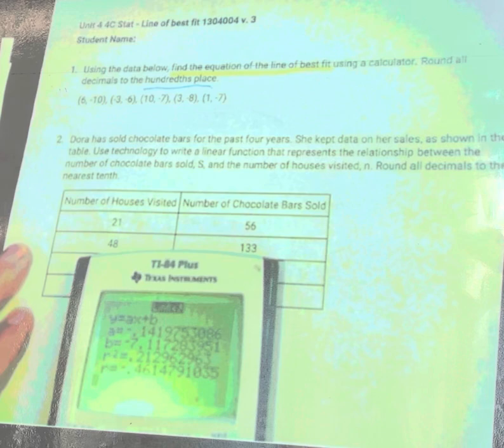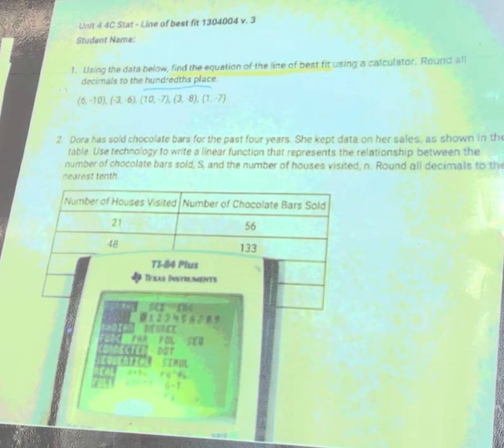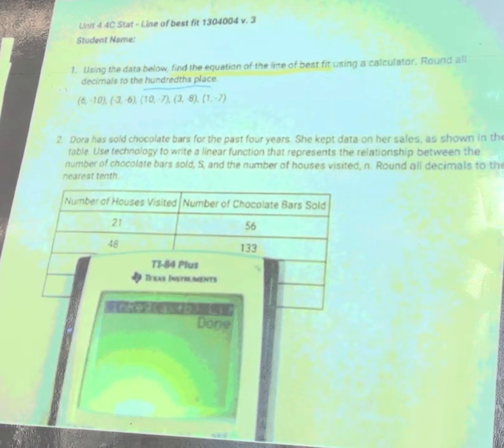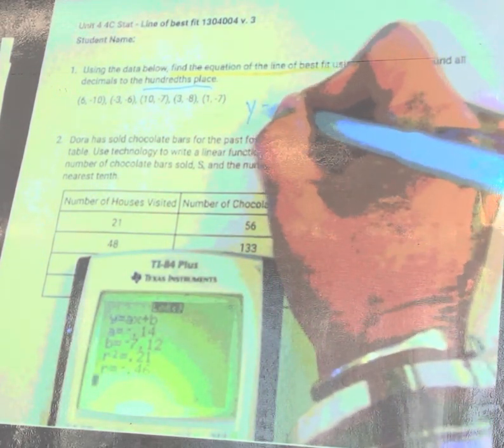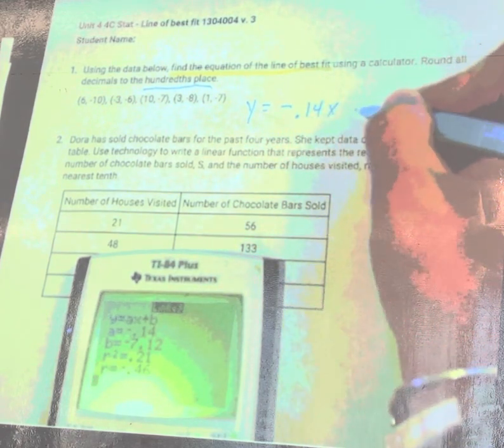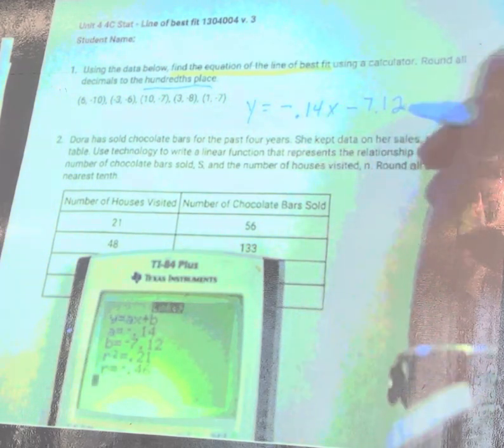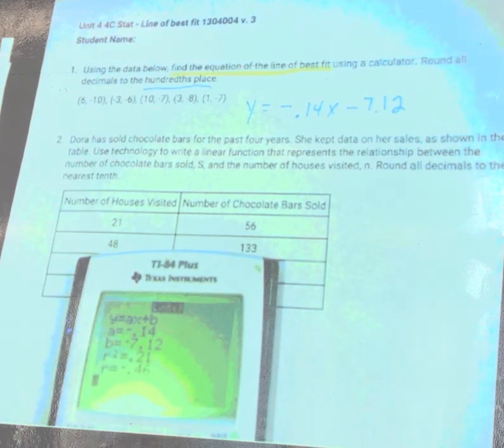Hundredths, how many decimal places is that? 2. So if you want it to round, you go to mode, change it from float to 2, then second quit, go back up, grab your function, press enter, enter again, and it'll have it rounded for you. So y equals negative 0.14x minus 7.12.